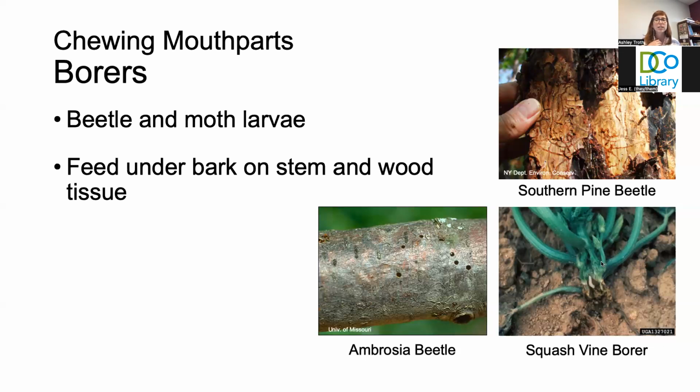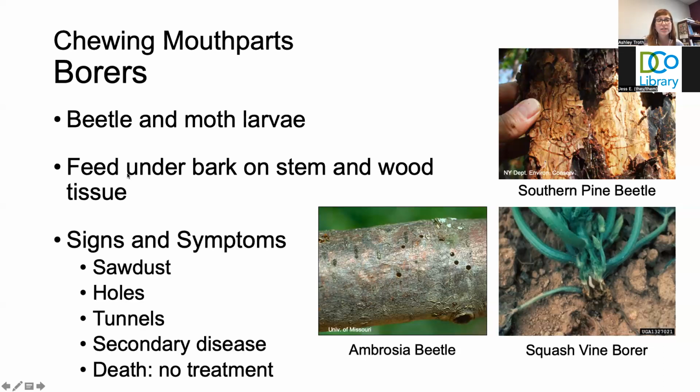You can cover your plants while the squash vine borers are flying. If you catch it early enough, you can actually slit the stem open, carve the grub out, and then bind it back up with twine. And oftentimes the plant will grow back together, but it's just very difficult. Some of the signs and symptoms you're going to see of the borers in general are going to be things like sawdust, holes, tunnels, secondary disease, and often death with no treatment. The outcome is death and there's no treatment. Because again, there aren't good insecticides that can go down into the wood and kill things, right? Most insecticides work by having action on the outside.